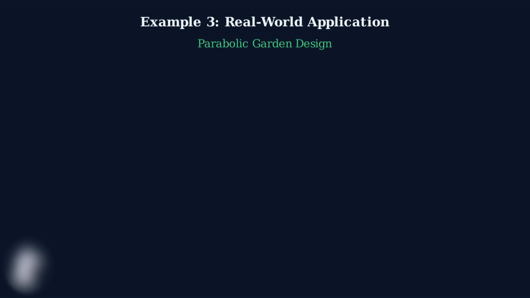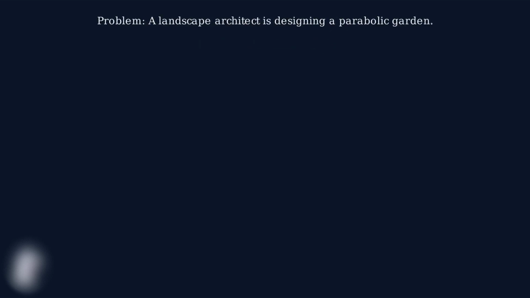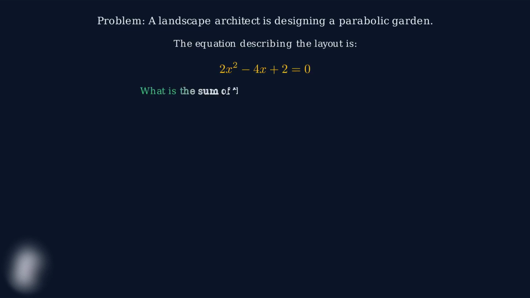A landscape architect is designing a parabolic garden, and we need to find a key parameter that will help determine the garden's layout. Here's our problem setup. A landscape architect is designing a parabolic garden, and the equation that describes the garden's layout is 2x squared minus 4x plus 2 equals 0. We need to find the sum of the possible positions in meters.